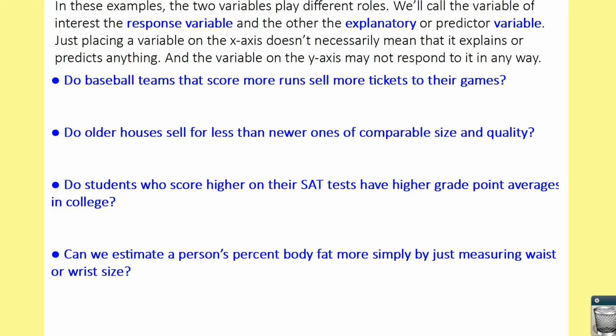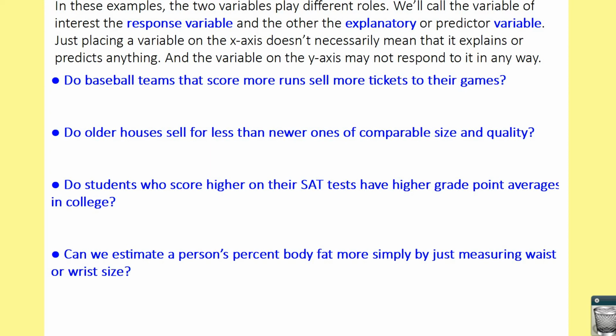Okay, so in these examples, the two variables play very different roles. Well, not very different, but they're different. We want to call them not just x and y's, but something called the response variable and the explanatory variable. Just placing a variable on the x-axis doesn't necessarily mean that it explains or predicts anything. So usually when we do a scatter plot, we just assign one as x and one as y, and then we look for a relationship. You have to think about what you're looking at, your data, what you're trying to figure out. Your question will tell you what is x and what is y. Okay? So for example, we can do these.